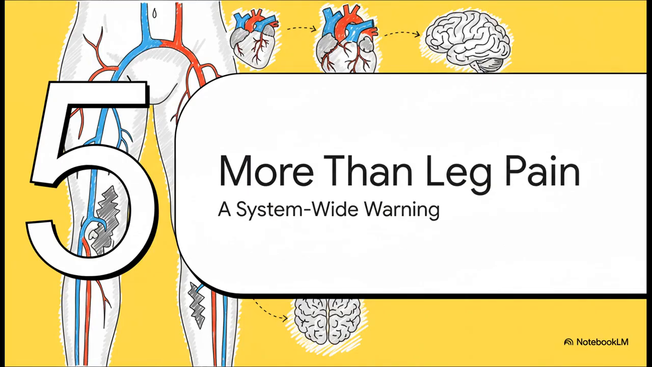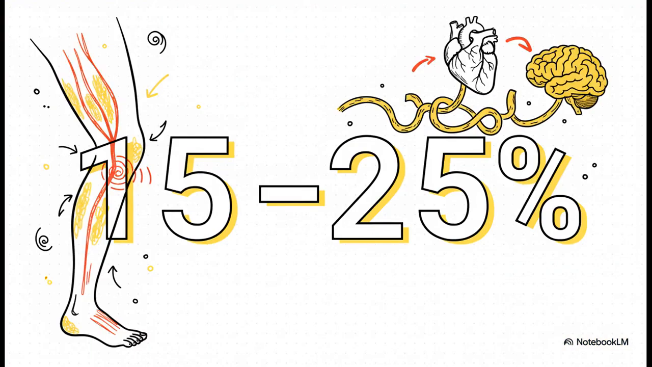Okay, now we come to what is probably the most critical takeaway of this entire explainer. Peripheral artery disease isn't just a problem in your legs. It's a system-wide warning light. Just look at this statistic. A 15 to 25% mortality rate within 5 years for people with symptomatic PAD. I mean, that is a shockingly high number. It's actually higher than many types of cancer. And it really begs the question, why?